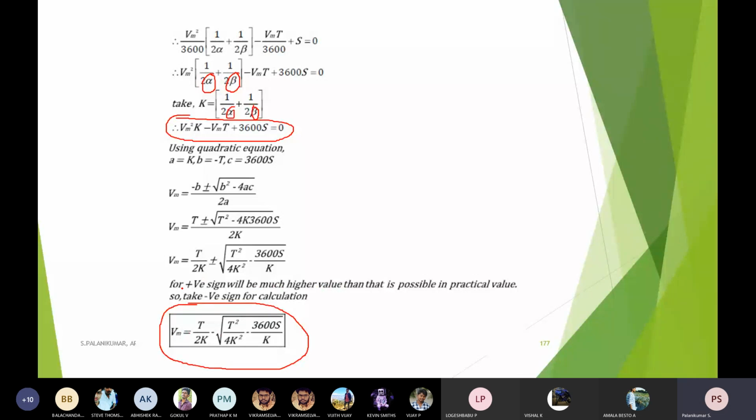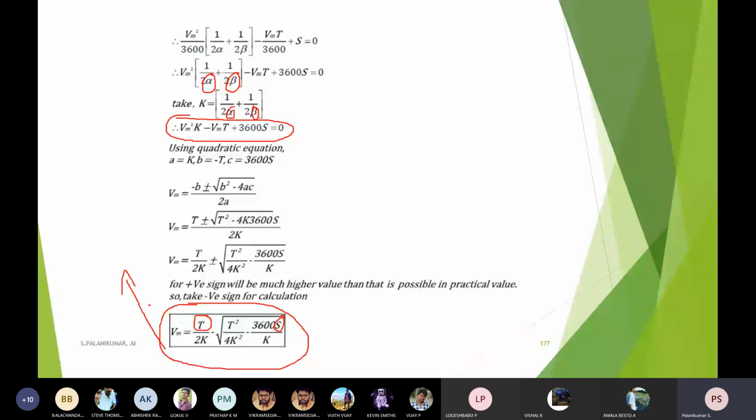Okay, the positive sign will give a value much higher than the possible practical value. So Vm is equal to total traveling time divided by 2k. Here, what is k? k is equal to 1 by 2 alpha plus 1 by 2 beta. That value is a constant. So square root of t square divided by 4k square minus 3600 S divided by k. Here S is the total distance to be traveled, and t is the total time of travel. If you know that, I can get Vm. This knowledge is very much important.